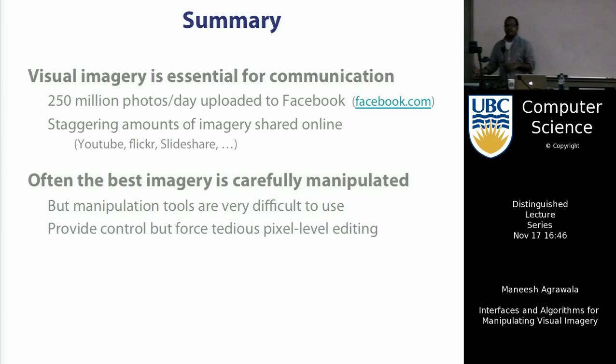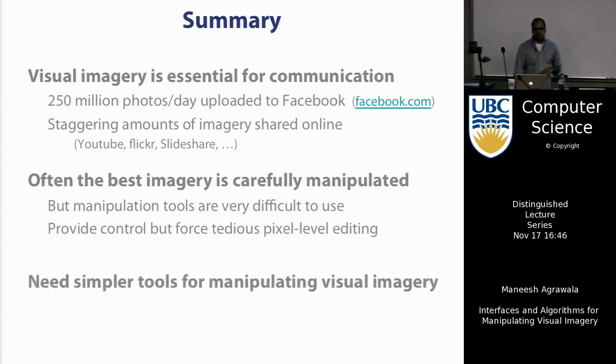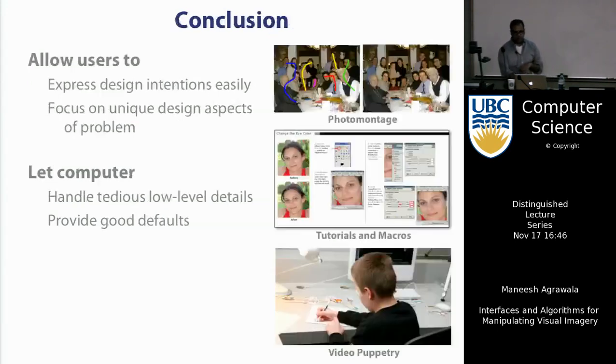But often the best imagery, the most effective imagery, is carefully manipulated. On the other hand, today's manipulation tools and creation tools are very difficult to use. And so what we really need here are simpler tools for manipulating visual imagery. And to that end, I just want to return to what I started with. We need tools, I believe, that allow users to focus on high-level design intentions and let the computer handle low-level details.